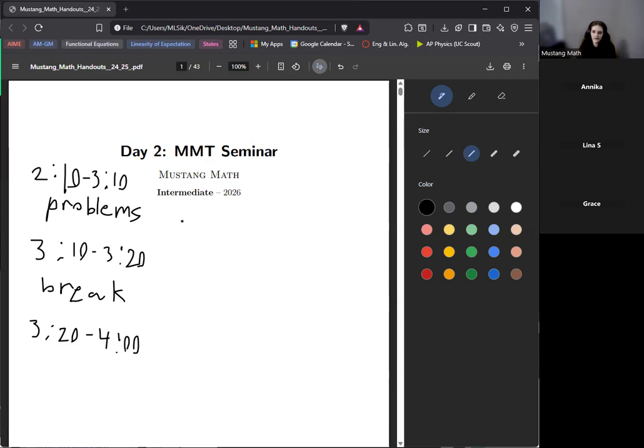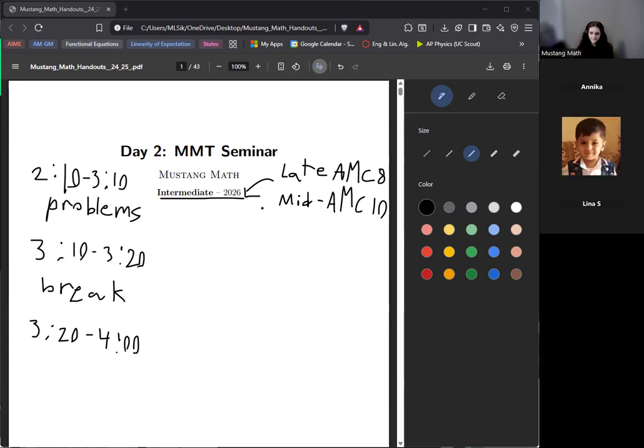When this says intermediate, this really just means around late AMC 8 to mid AMC 10, with a few problems that are a little bit harder than that. So 1 hour and 50 minutes. We are going to wait around 6 more minutes for a few more people to join.